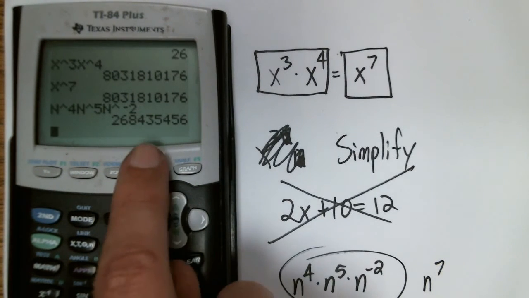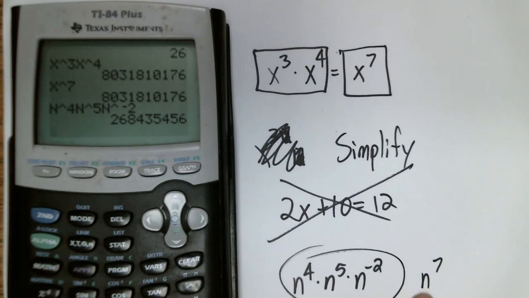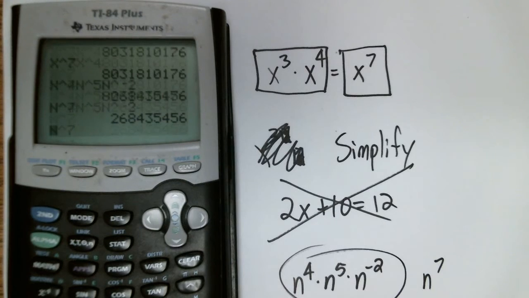I get some number, guys. I don't care what that number is. Now let's type in what we think the final answer is. Alpha n raised to the 7. Drum roll. Bam. They match. That lets me know I've done it correctly.